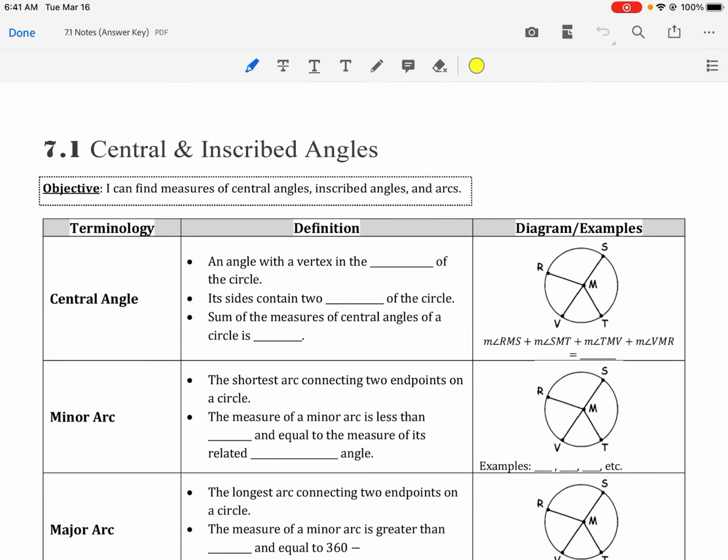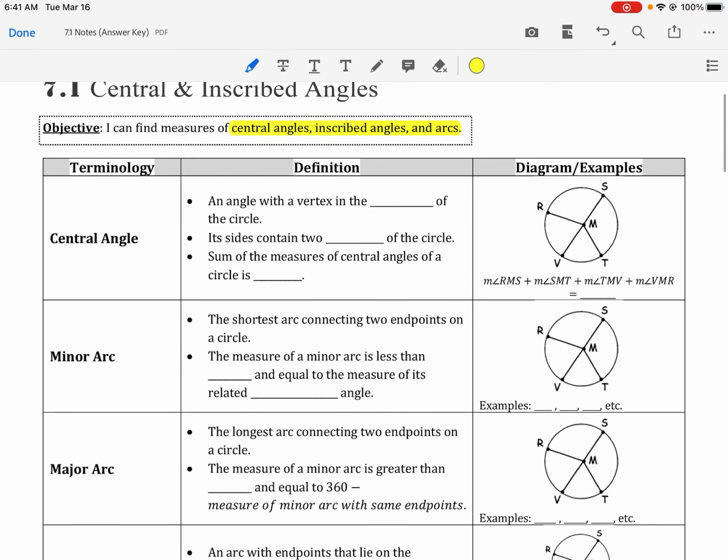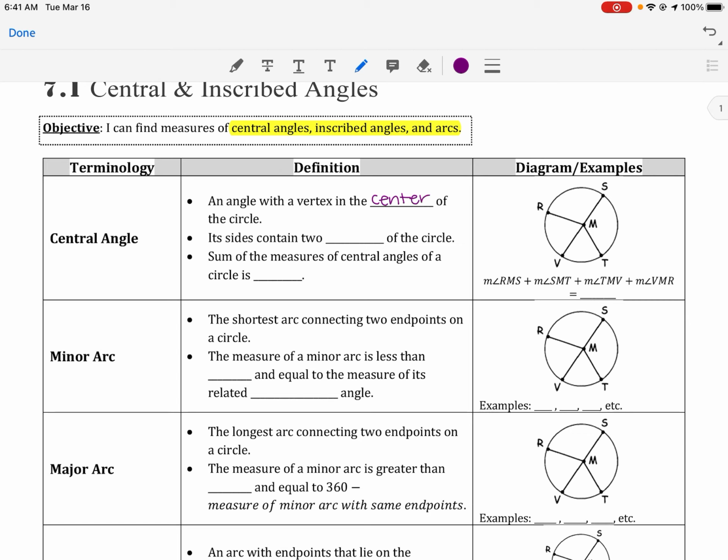Okay, today we're going to be looking at central angles, inscribed angles, and their arcs. So to start off, we got some vocab here. An angle with a vertex in the center of the circle is called a central angle. You'll notice the center of this circle is N. Since the vertex of those angles is in the center, that's called a central angle.